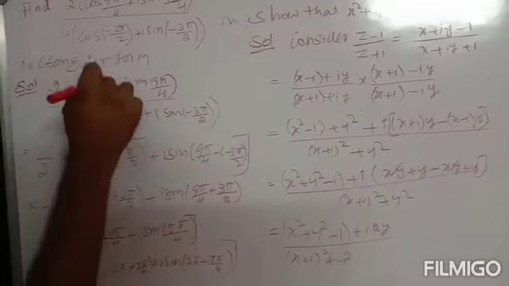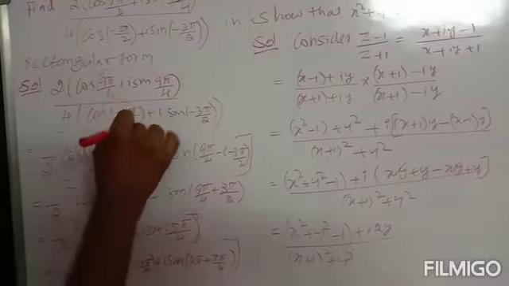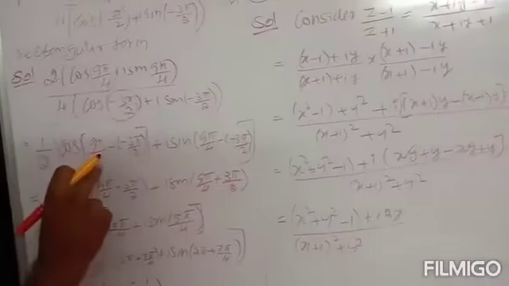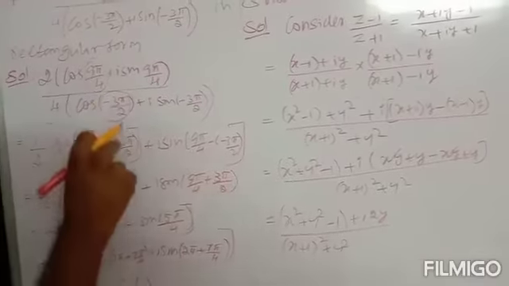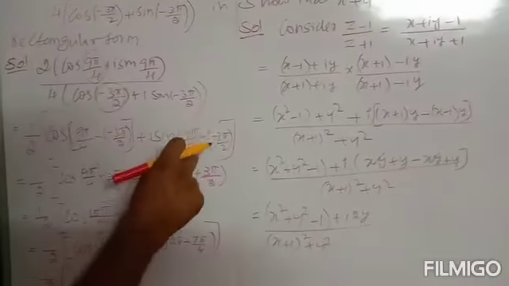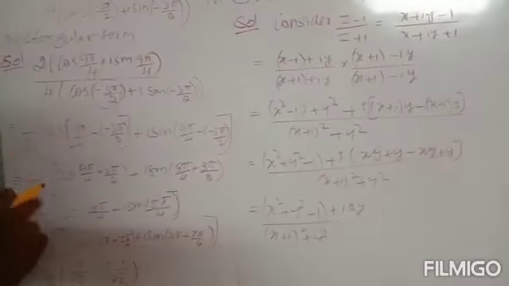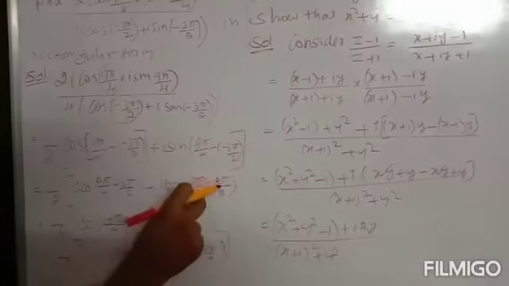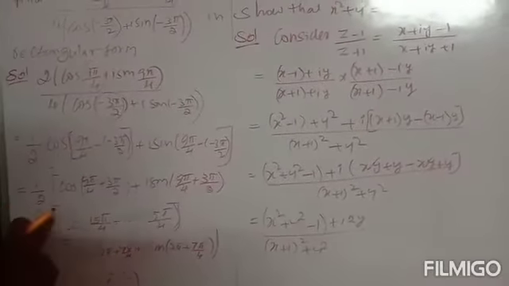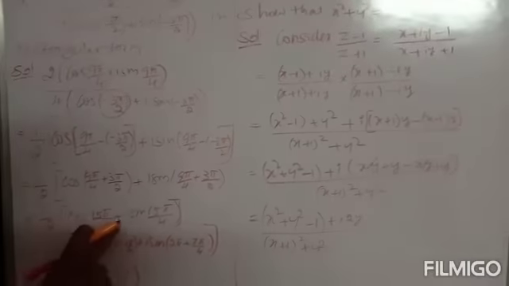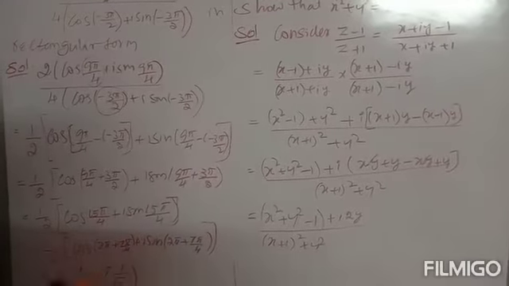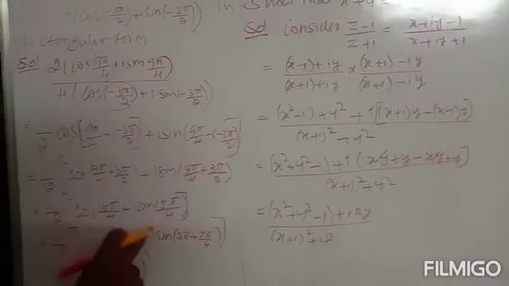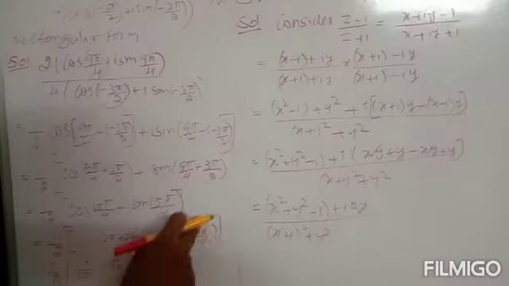Here 9π/4 is θ1 and -3π/2 is θ2. So θ1 minus θ2: cos(9π/4 - (-3π/2)) + i sin(9π/4 - (-3π/2)). So that is equal to 1/2 into cos(9π/4 + 3π/2) + i sin(9π/4 + 3π/2). That is equal to 1/2 into cos 15π/4 + i sin 15π/4. So that is equal to 1/2 cos(2π + 7π/4) + i sin(2π + 7π/4).